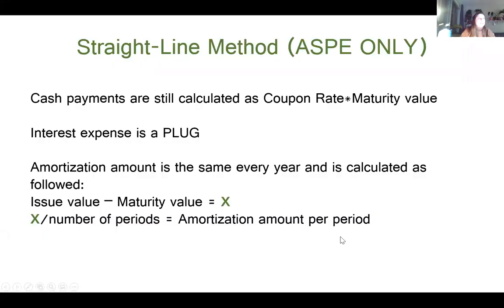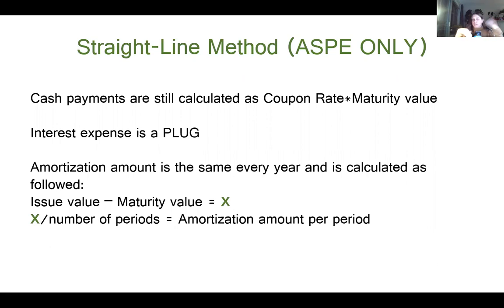For the straight line method, which is, I remind you, only for ASPE, you're going to have the same calculation for your cash amount that you pay for the bondholder. So you still use your coupon rate times the maturity value. And if you have a premium or a discount, so basically if you have a difference between your issue price and your maturity value, that difference, you're going to take it and divide it by the number of periods, so interest payments that you're going to do over the life of the bond. So let's say I issued a bond for 20 years, then I'm going to divide my premium by 20 years. And you're going to increase or decrease your bonds payable by that amount for each period.